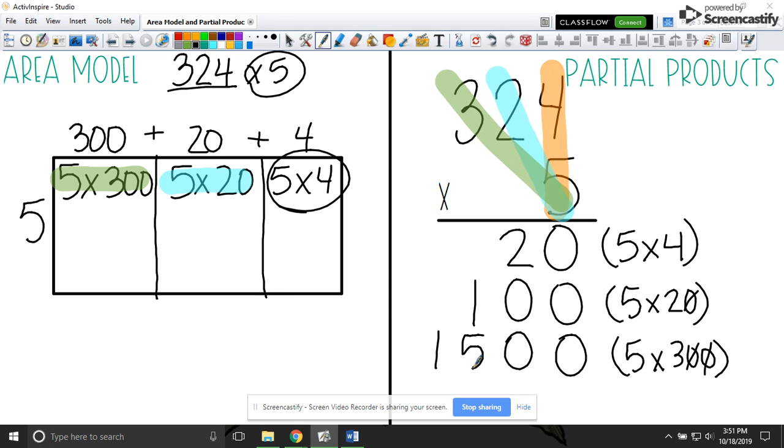Again, this is just a bridge to get us to that standard algorithm that we need to learn. Your final step is to add up your partial products. In the ones place we have 0, in the tens place we have 2, in the hundreds place we have 6, and in the thousands place we have 1. So 1,620 would be our final product.